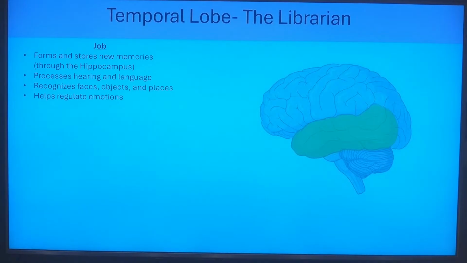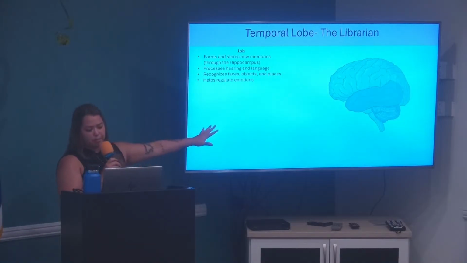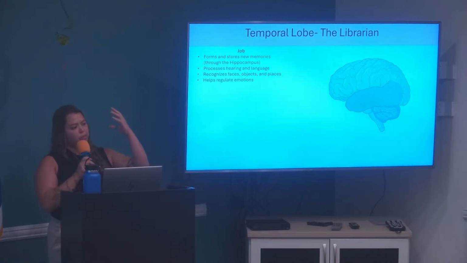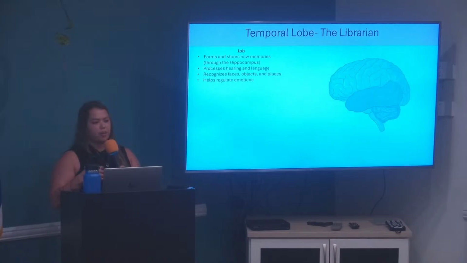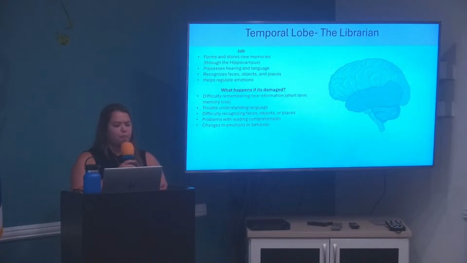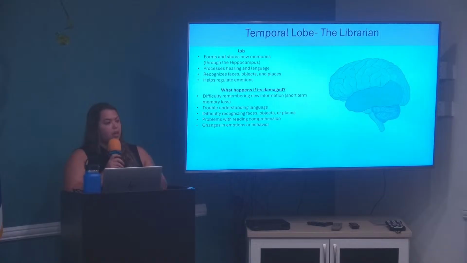Unfortunately, this is the first part, or right next to it is the first part, that's damaged by Alzheimer's disease, and that's why memory loss is so prevalent. But this is all about your memory, your hearing, your language, your recognition of faces, so your friends, objects like your car in the parking lot, and it also helps with your frontal lobe to regulate your emotions. So although these different parts have their specific job, they all work together to make you who you are. So just always keep that in mind. And when that gets damaged, that's where memory loss really sets in.